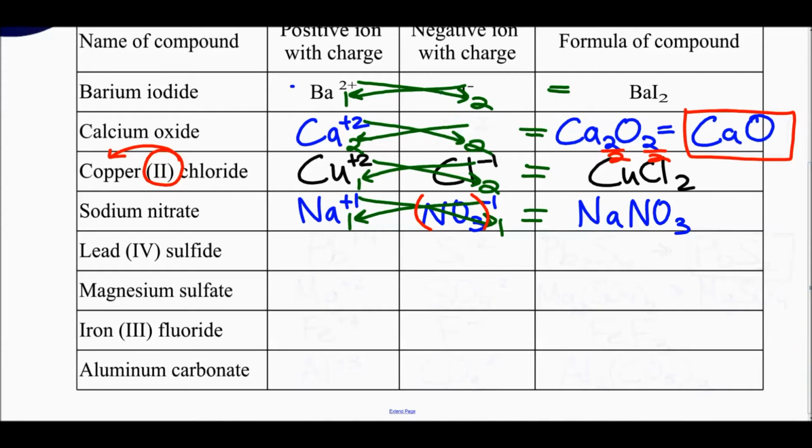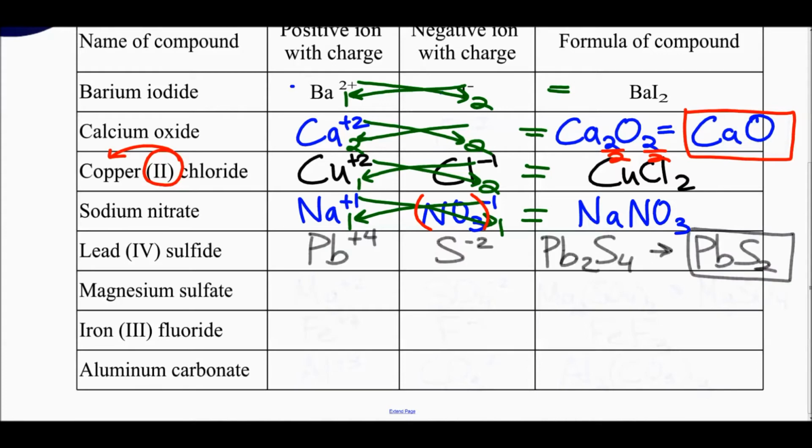Your first example that you are supposed to do on your own is lead 4 sulfide. Your final answer for lead when you crisscross comes out to Pb2S4. But don't forget, when you have subscripts that can be reduced by the same number, the common denominator of 2, your final answer comes out to PbS2.